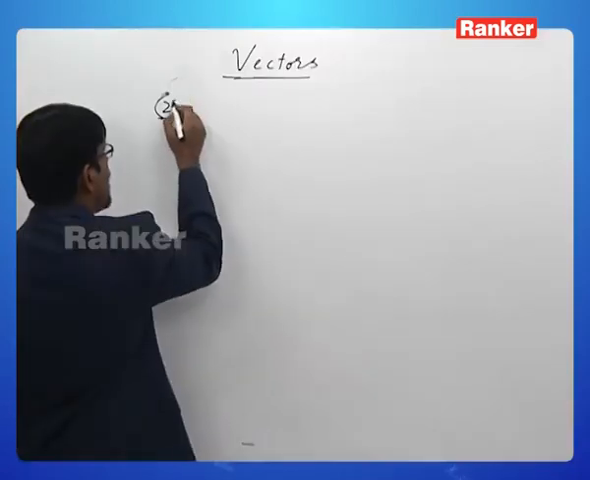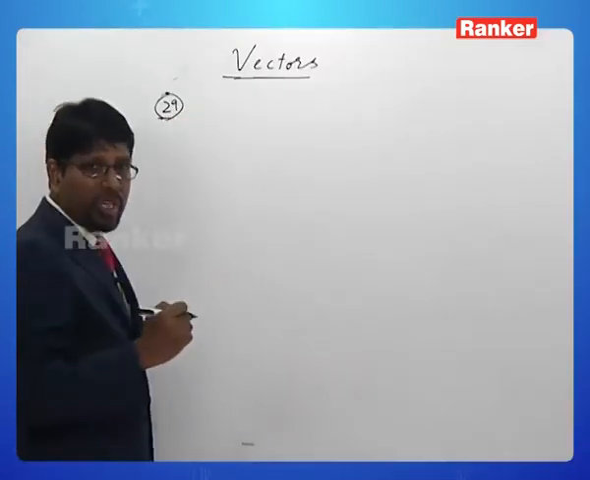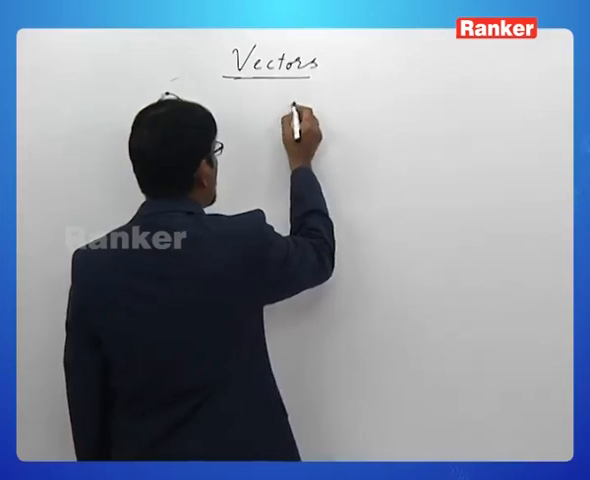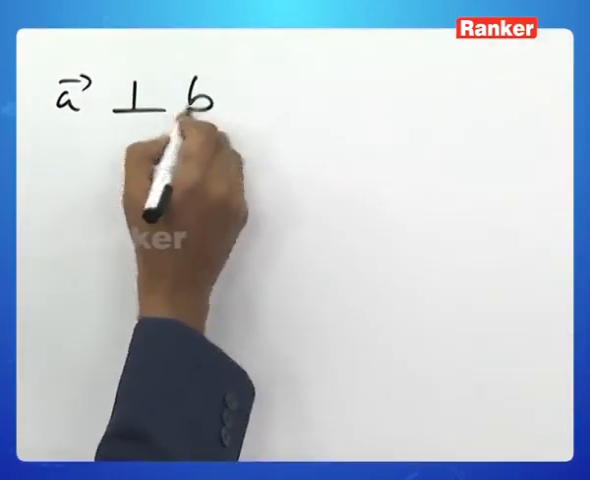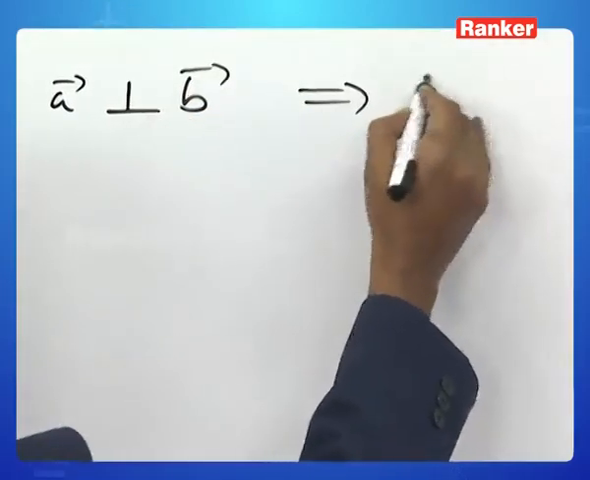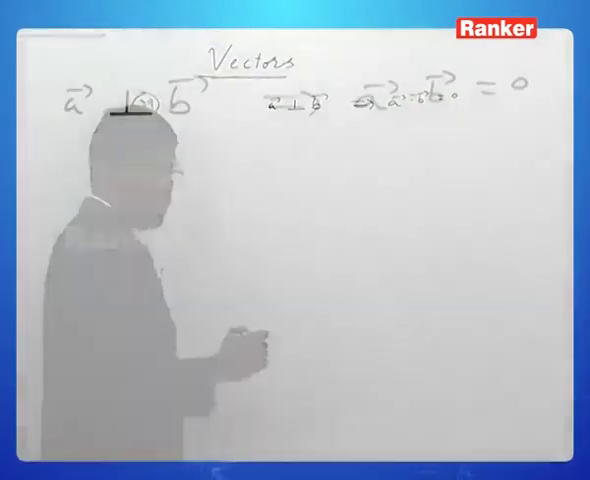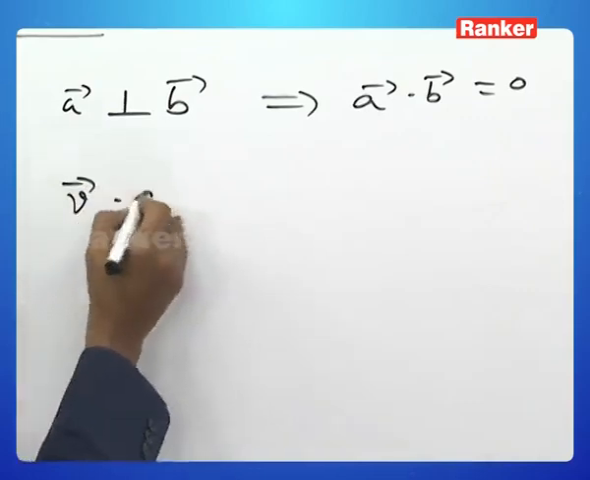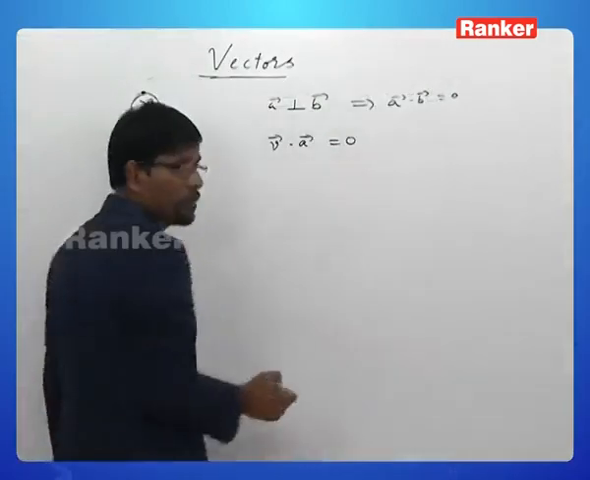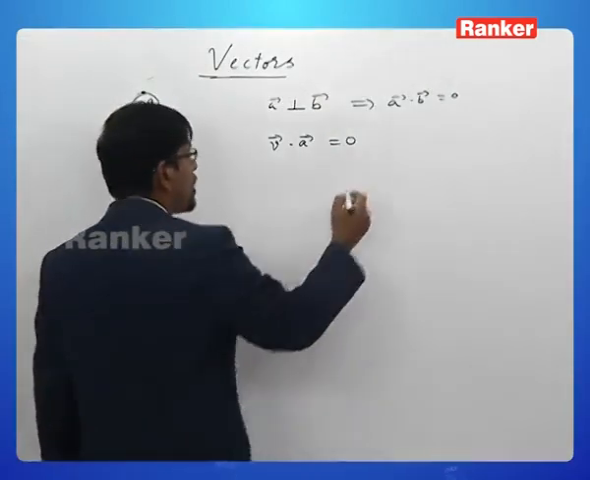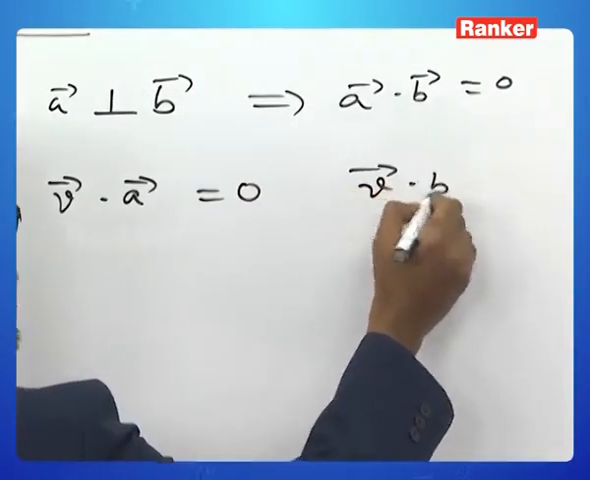So question number 29 here. What are we given? A bar and b bar. A bar is perpendicular to b bar, which in turn implies that a bar dot b bar is equal to 0. Okay, v bar dot a bar is 0 and v bar dot b bar is 1.